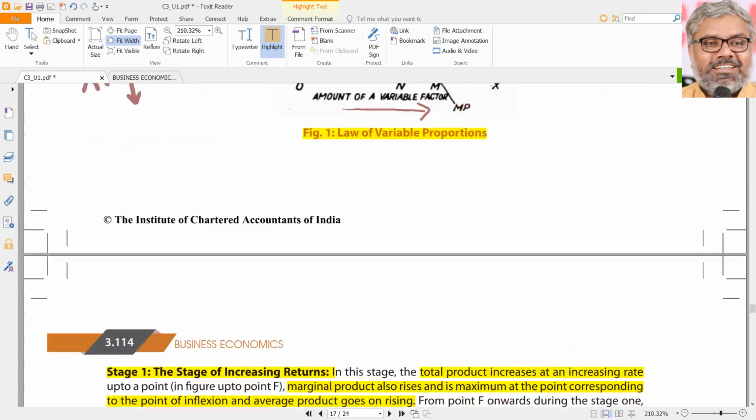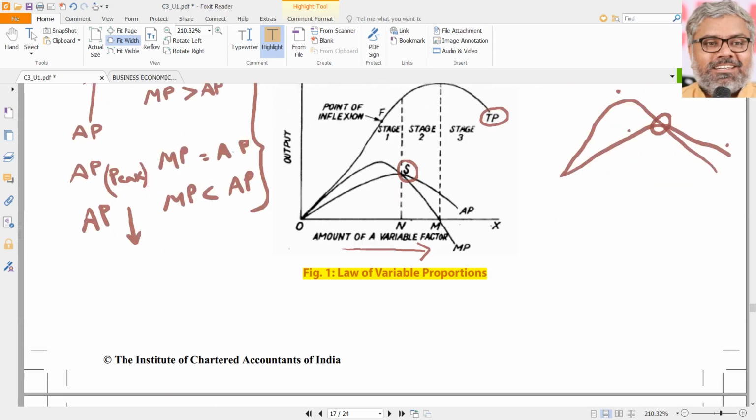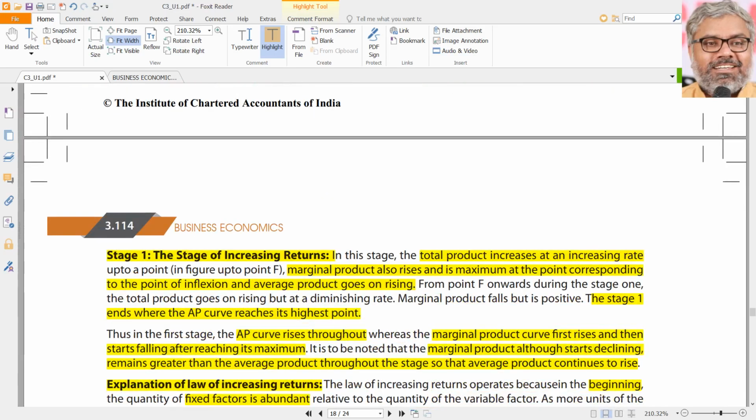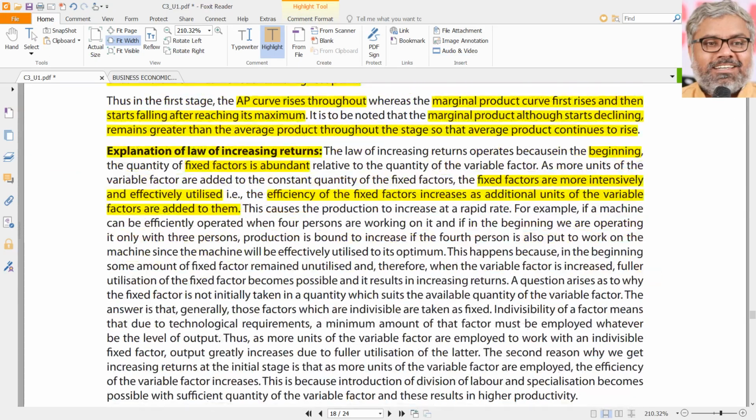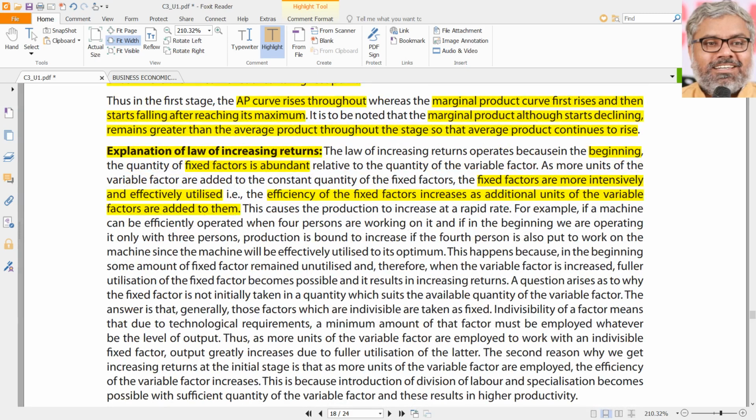And as we know, only one of the factors is considered as the variable factor on the x-axis. There will be so many other fixed factors which are also working along with it. But in this stage, those fixed factors will work more efficiently, more effectively, more intensively. With every additional increase in the variable factor, the productivity and efficiency of the fixed factors will become more and more. So the production will increase at a rapid rate. That is what we are talking about. So this is once again a fictional stage that we have to keep in mind.